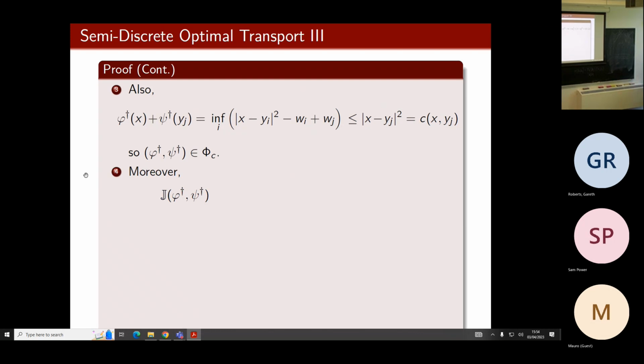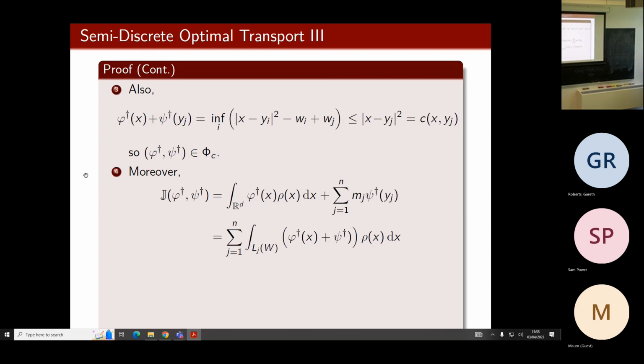Now this comes to the key part. If I look at the dual cost, by definition the first part is the integral with respect to mu, which is the integral with respect to the density rho. And then the second part is the integral with respect to nu. Nu is a discrete measure, so this is now just a sum weighted by mj.